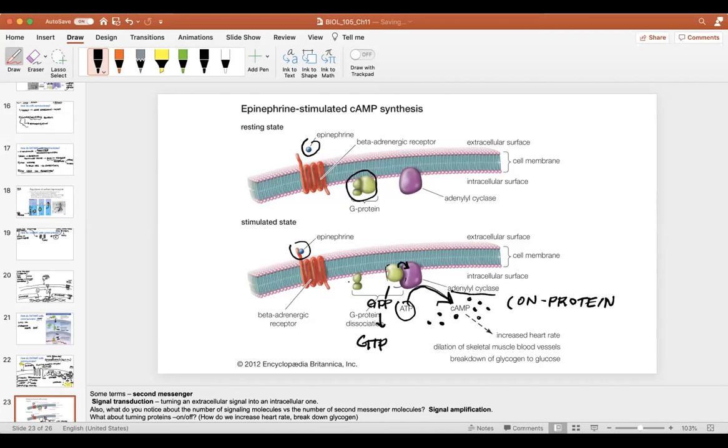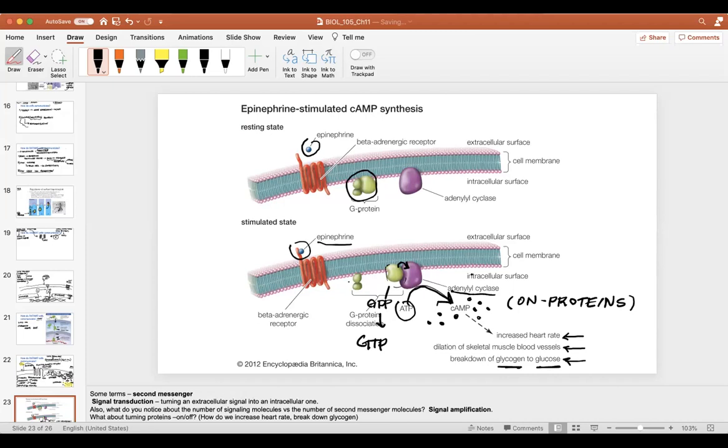And since we're talking about stress, what are some of the proteins that might get turned on as a result of this epinephrine binding? Well, you guys know that whenever you have a lot of epinephrine or adrenaline, your heart rate increases. So you're going to have proteins or enzymes involved in increasing your heart rate. You're going to find your blood vessels open up to deliver more oxygen to your muscles, and you're going to start breaking down glycogen, which is a storage molecule, into glucose that you can use for cellular respiration.